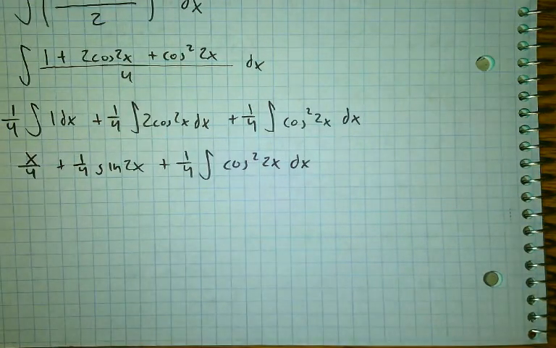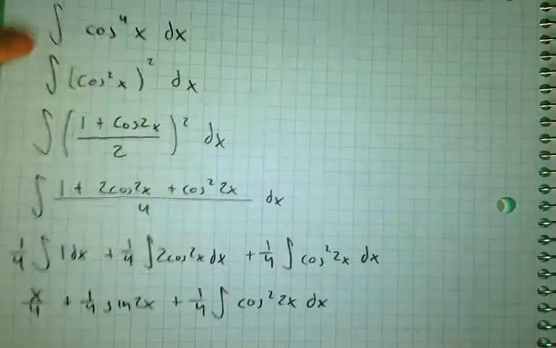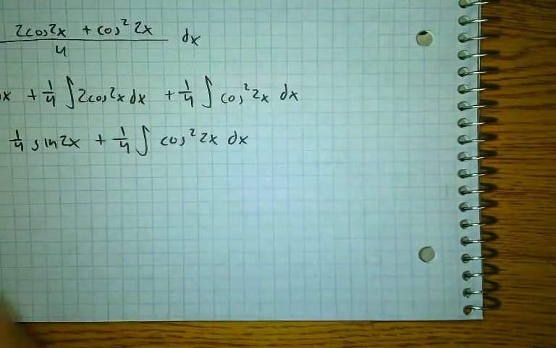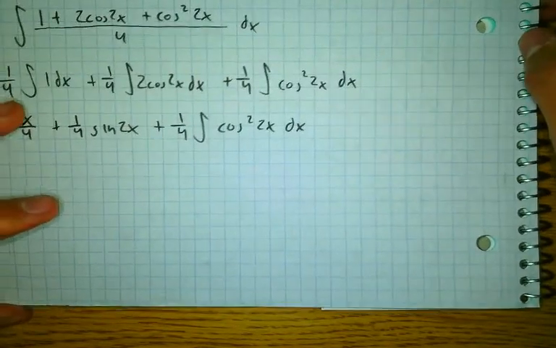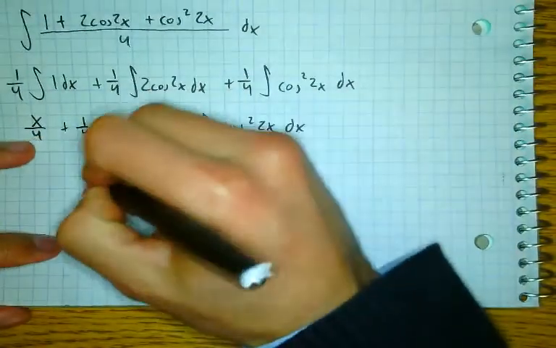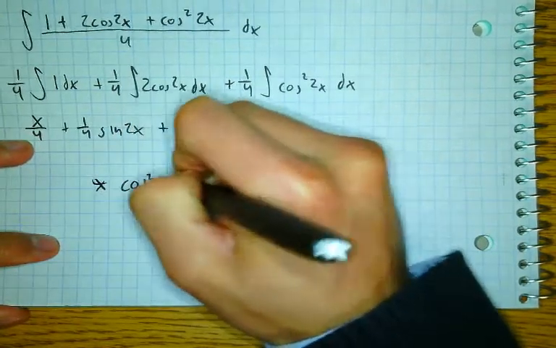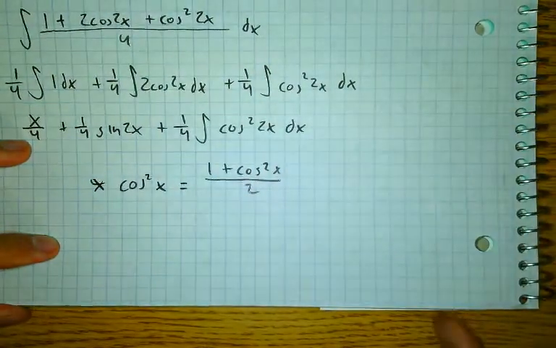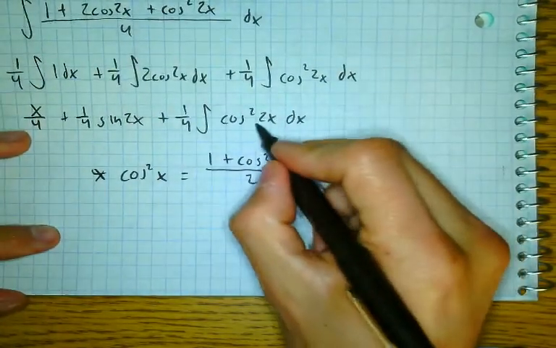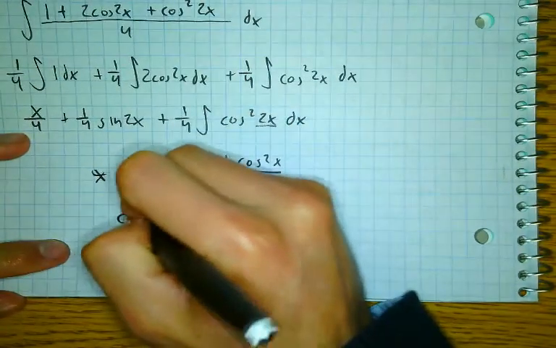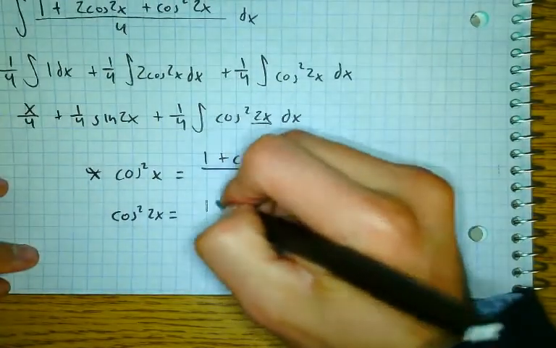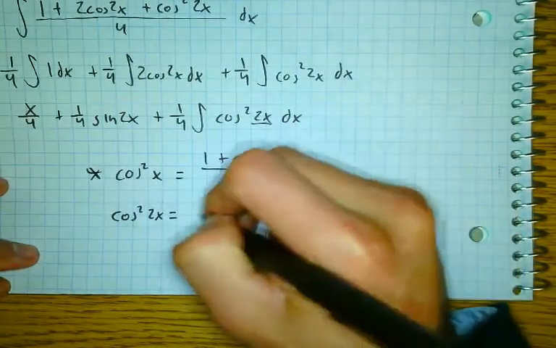But here's the difference. At the beginning of the problem, we had a cosine square of x. Now we have a cosine square of 2x. Does that make a change to the power reducing formula? Because the power reducing says cosine square of x is equal to 1 plus cosine 2x over 2, right? What would happen if I have a cosine squared 2x? 1 plus cosine, why is it a 4x?